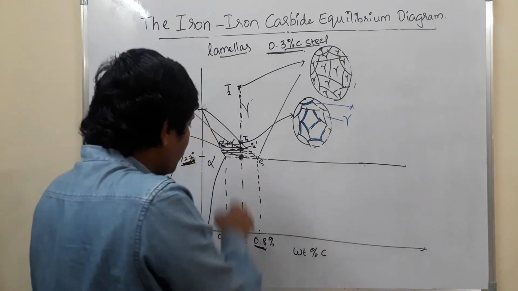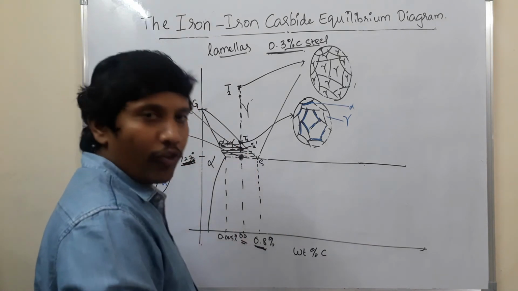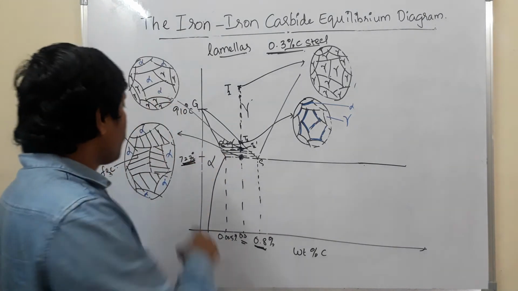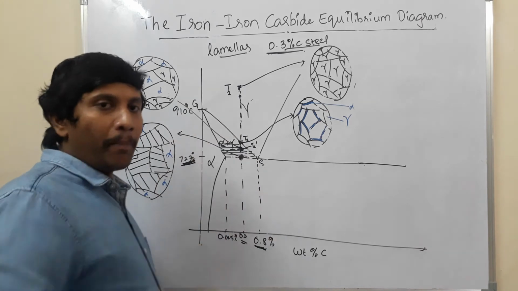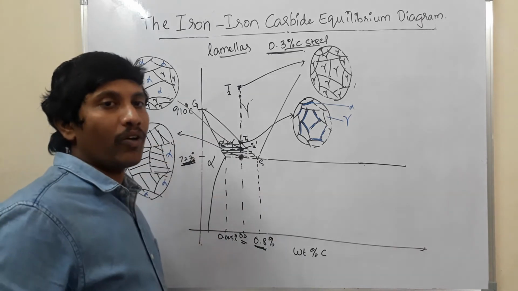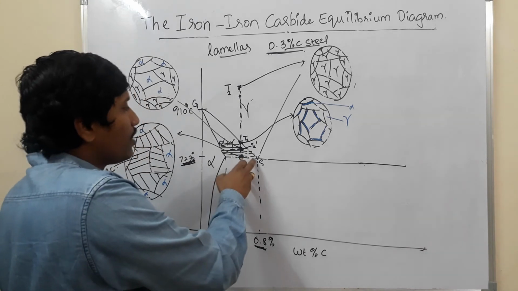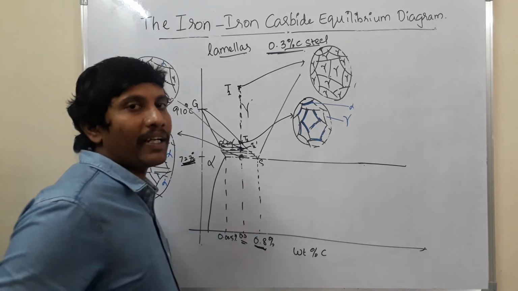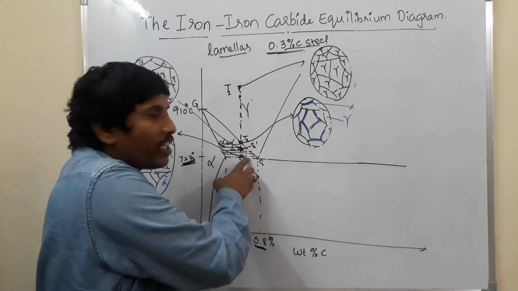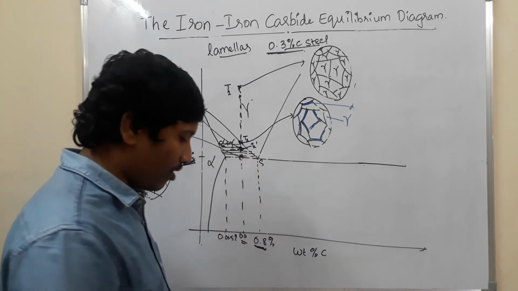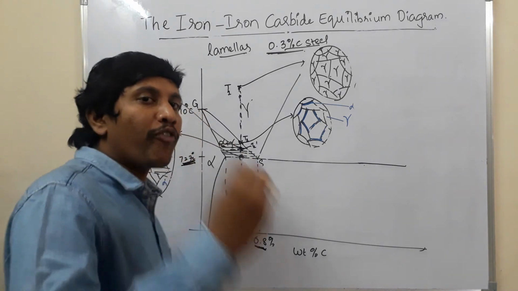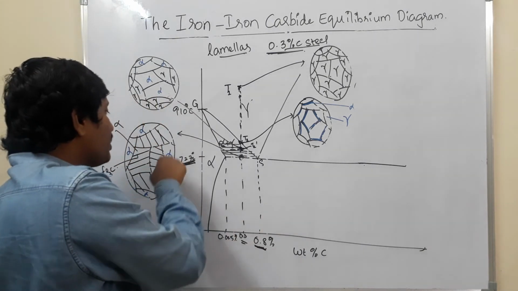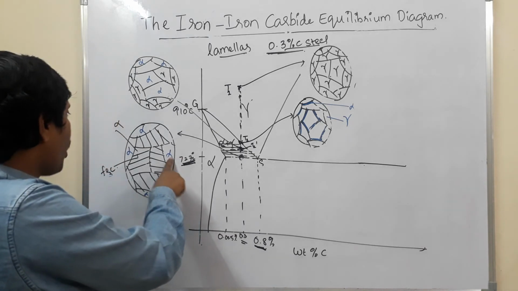At this point, how much percentage of carbon have we taken? 0.3% of carbon. We will find out how much volume percentage of pro-eutectoid ferrite and how much volume percentage of pearlite is present. How are we getting pearlite? Because the gamma gets converted to ferrite and cementite. Why? Because gamma is not stable below 727 degrees centigrade. So with the help of lever rule, you can find out the volume percentage of these phases present in the microstructure: the percentage of pro-eutectoid ferrite and percentage of pearlite.